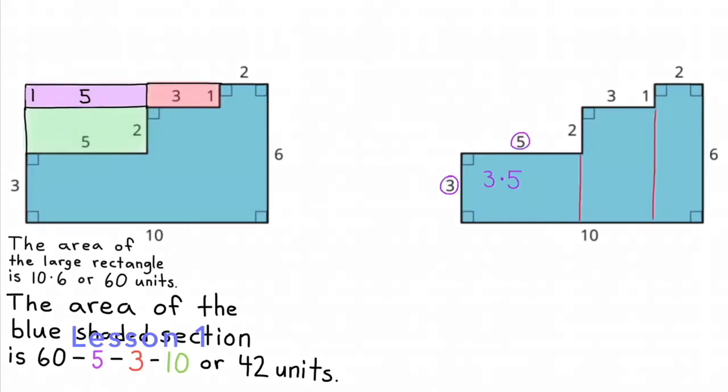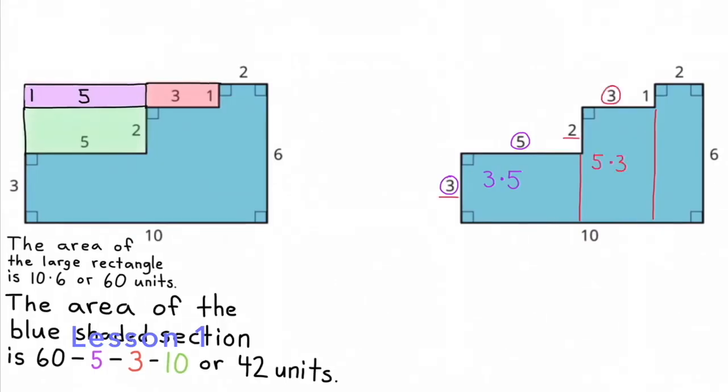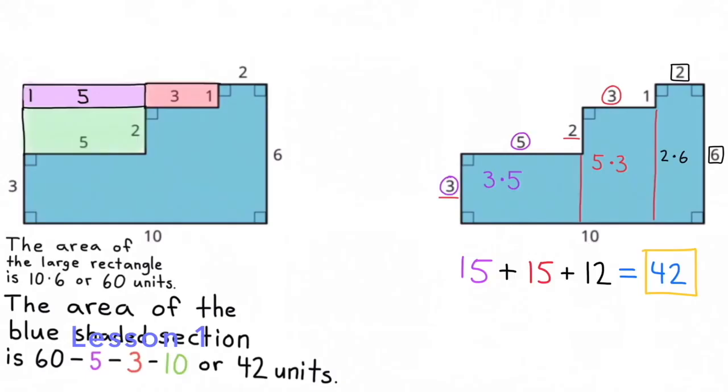Now I've broken down the shape into 3 quadrilaterals. The quadrilateral on the left has the dimensions of 3 times 5. The quadrilateral in the middle has dimensions of 5 times 3, and the quadrilateral on the right-hand side has the dimensions of 2 times 6. The area of the quadrilateral on the left is 15, the area of the quadrilateral in the middle is also 15, and the area of the quadrilateral on the right is 12. 15 plus 15 plus 12 equals 42. Just like the shaded blue area in the shape on the left, the area of this shape is also 42.